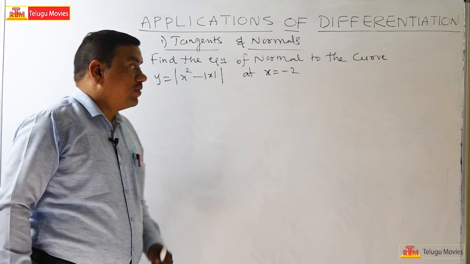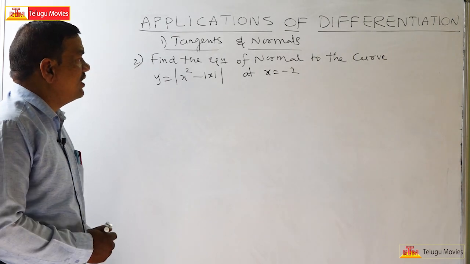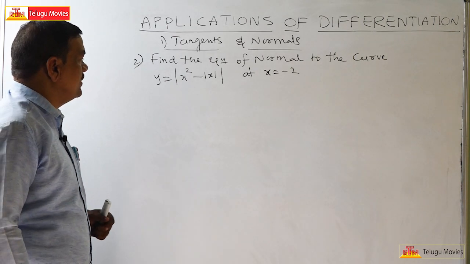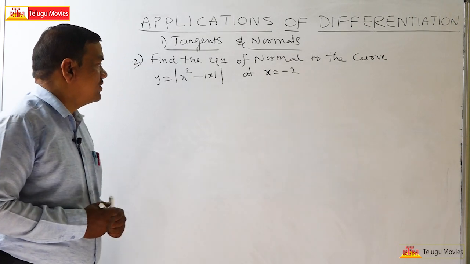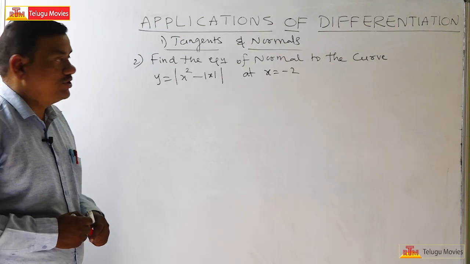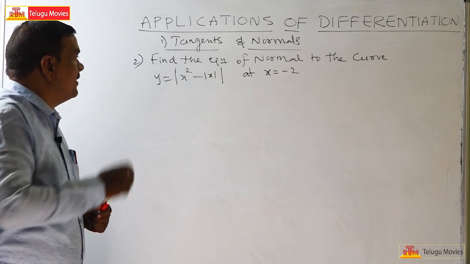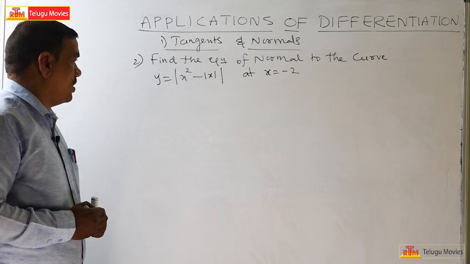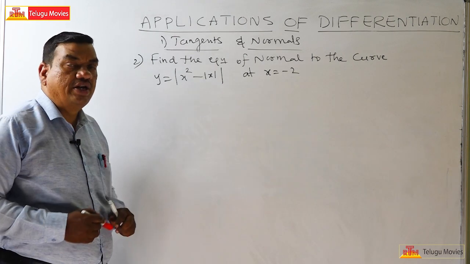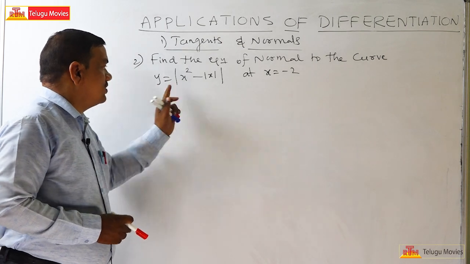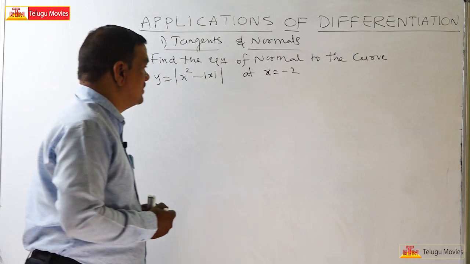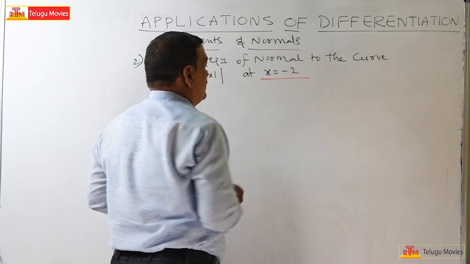Welcome to this problem. Find the equation of the normal to the curve y is equal to modulus of x square minus modulus of x at x is equal to minus 2. Let us see, equation of the normal to the curve. Before starting deep, don't directly start with dy by dx. Let us see how to remove this modulus at x is equal to minus 2.